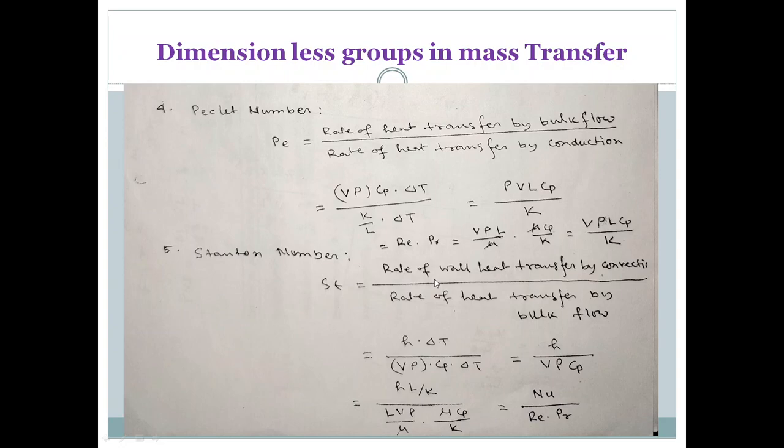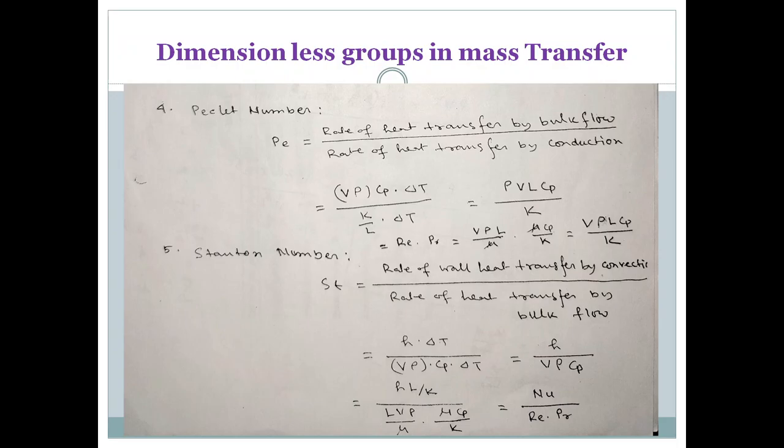Stanton number was the rate of wall heat transfer by convection over the rate of heat transfer by bulk flow. So convection is h into delta T, that is the heat transfer rate by convection, and bulk flow, just like we told, is V into rho Cp. This is also the product of Nusselt number and Reynolds number, and it can be proved mathematically. Okay. So practically these 5 numbers you have studied.